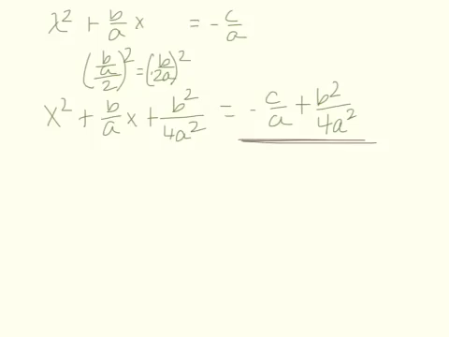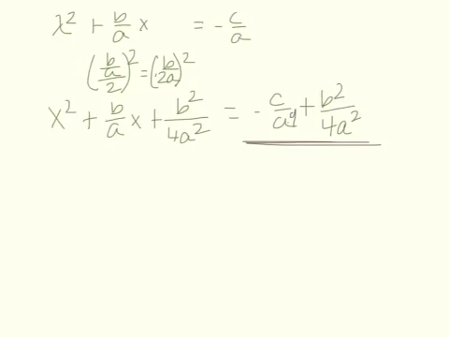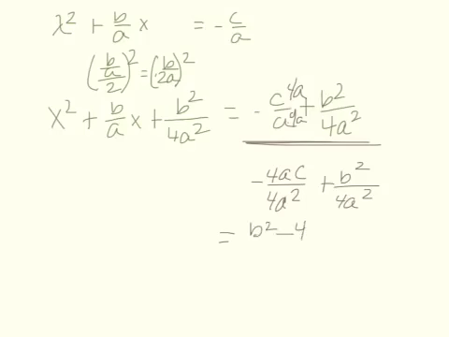For negative c over a to add with b squared over 4a squared, I need an extra 4 and an a in that denominator. So I need an extra 4 and an a in my numerator. That would give you negative 4ac divided by 4a squared plus b squared divided by 4a squared. Now that they have a common denominator, I can write them as one fraction. I will write the positive value first: b squared minus 4ac all divided by 4a squared.